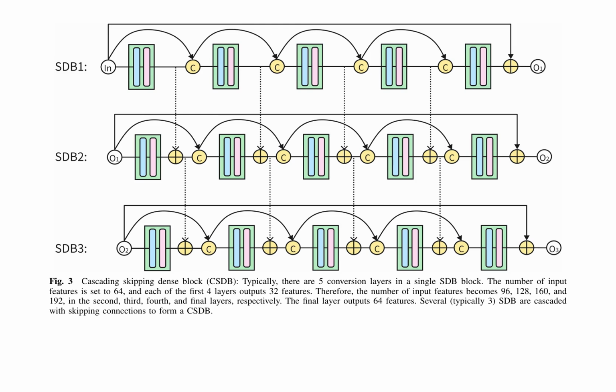A key component of the SDPED model is the cascading skipping dense block, CSDB, illustrated in Figure 3. A typical SDB block consists of 5 convolution layers, with 64 input features. The first 4 layers each output 32 features, resulting in input feature dimensions of 96, 128, 160, and 192 for the subsequent layers. The final layer outputs 64 features. Multiple SDB blocks are cascaded with skipping connections to form a CSDB, typically comprising 3 SDB blocks. This design enables the model to capture complex patterns and relationships in the data effectively.